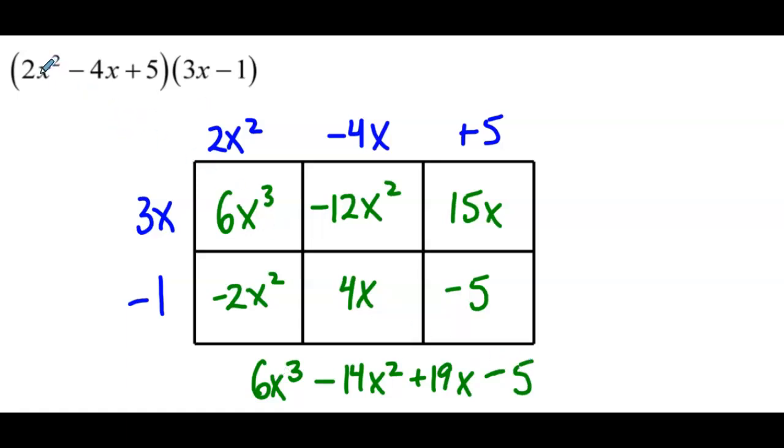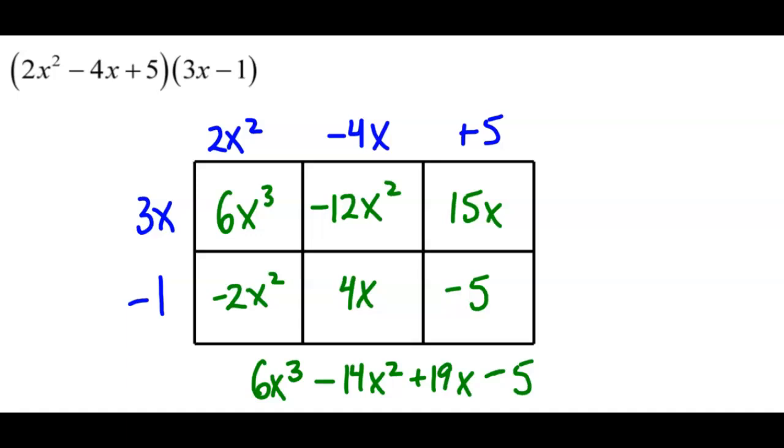Now, we multiplied a degree 2 trinomial by a degree 1 binomial, and we got a degree 3 polynomial. Degree 2 plus degree 1 is degree 3, so a good indication that we did it correctly. And hopefully we didn't make any errors in any of our smaller multiplication.